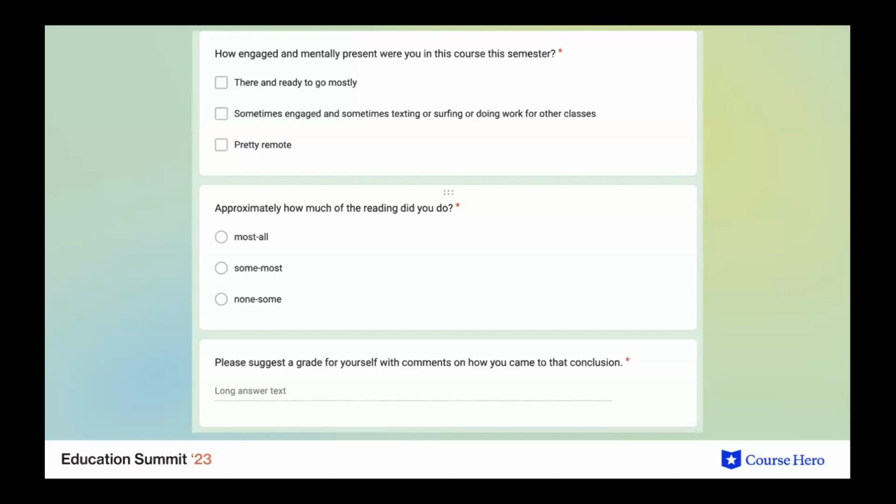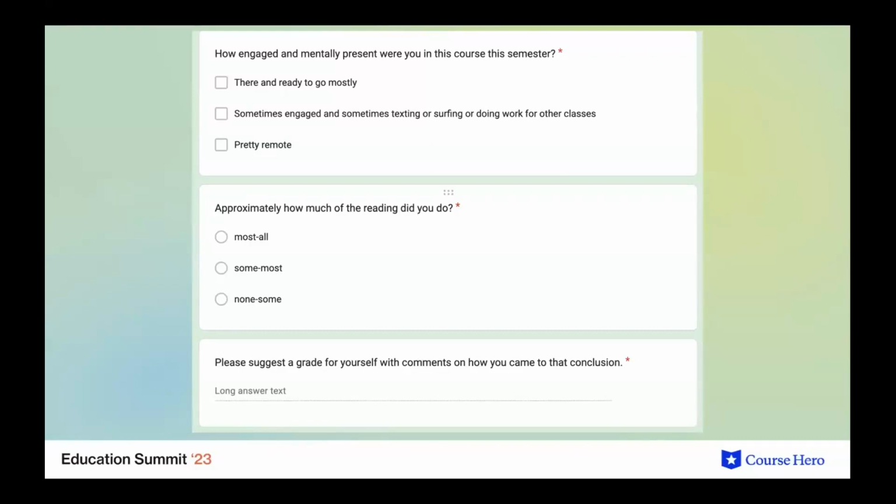So then I asked them: I was there and ready to go mostly; or I was sometimes engaged and sometimes texting or surfing or doing work for other classes. We were all buying Taylor Swift tickets one day when we were in class, and everyone was like, well, now I know what I have to put. I have to put down that I was a little distracted sometimes, or I was pretty remote.